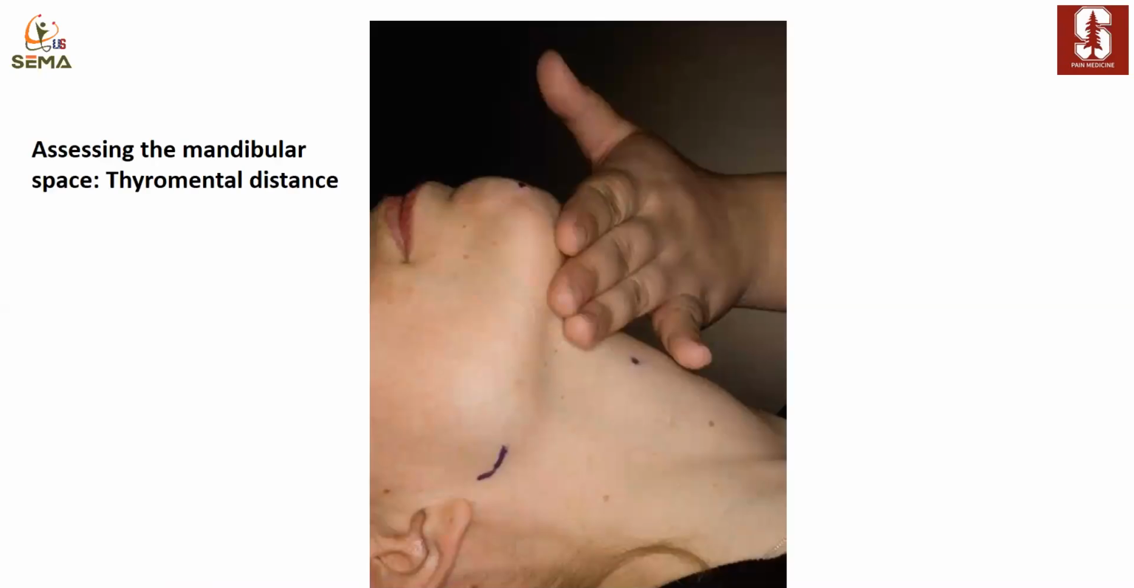So simply you can again use 3 fingers to assess the mandibular space, the thyromental distance. If the distance is 3 fingers or more, then this is reassuring. If it's less, then this is a red flag.